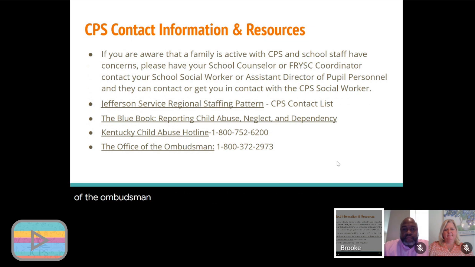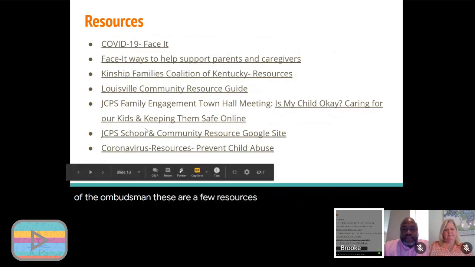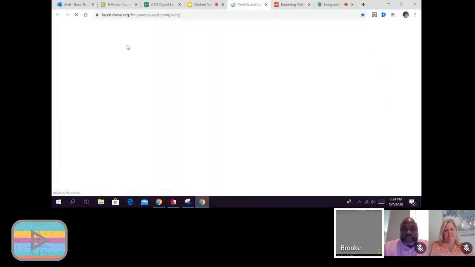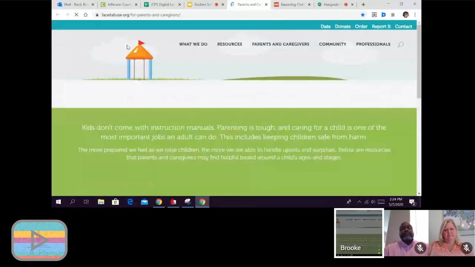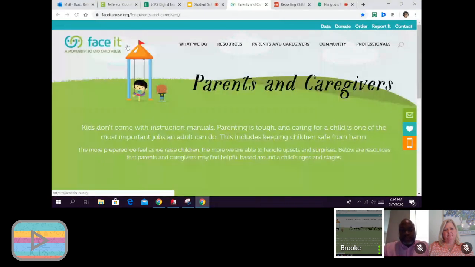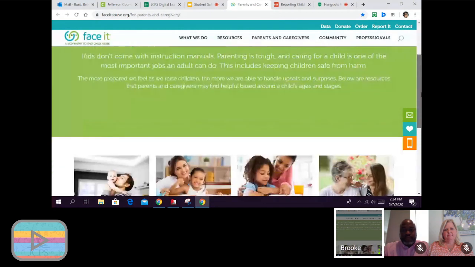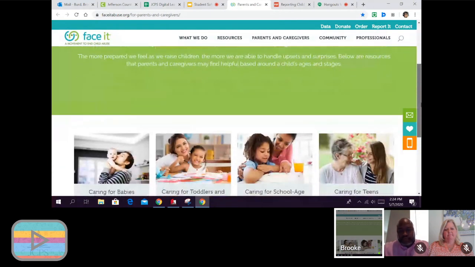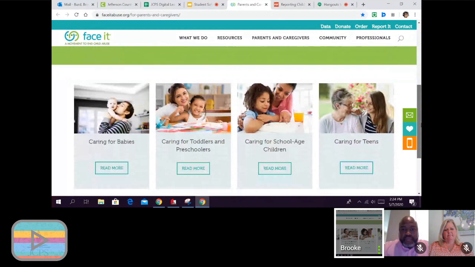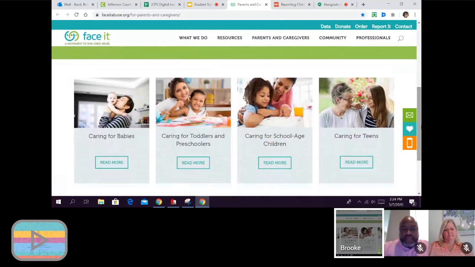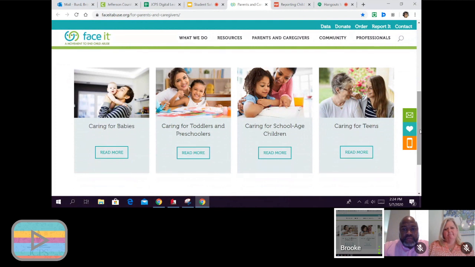And these are a few resources that I wanted to go through a couple of. COVID-19, it's the Face It movement to end child abuse. It's an initiative through COSAIR Charities to promote best practices in child abuse prevention. And it's got some really good resources on here, especially during this time. We know that our families are really having more challenges, maybe more so than even before all of this quarantine started. So it's got some really good information for caregivers on here that we can get out to our families.